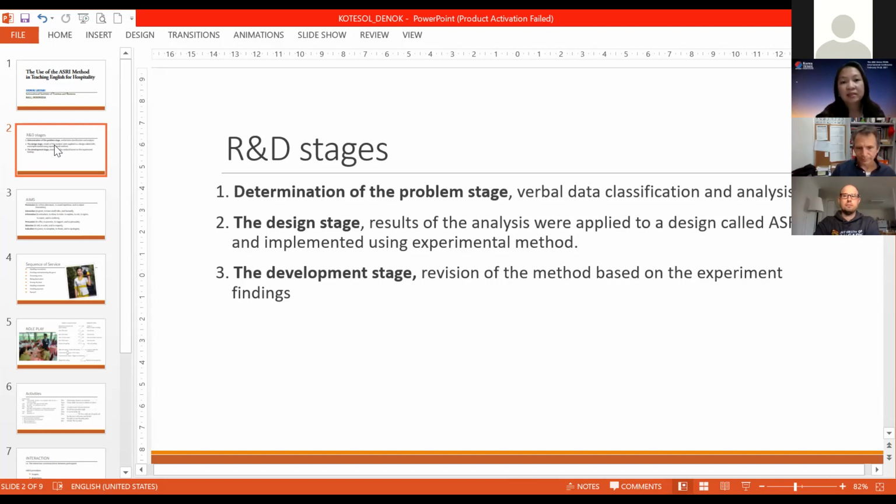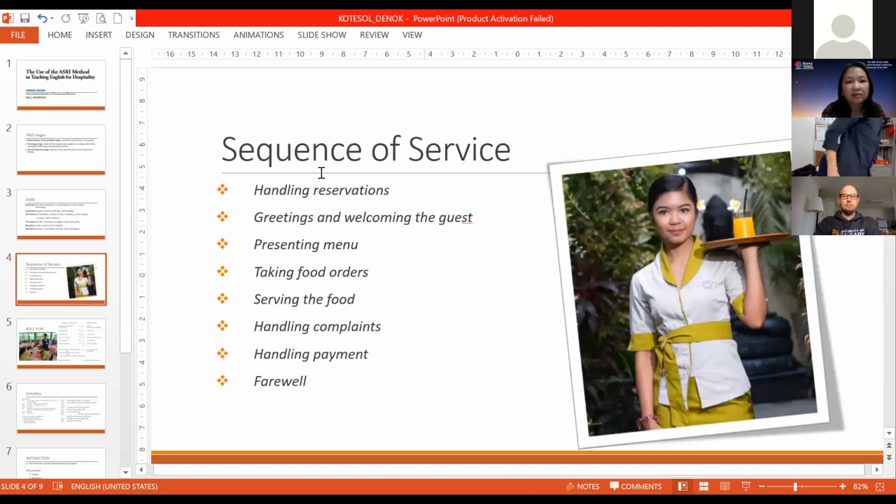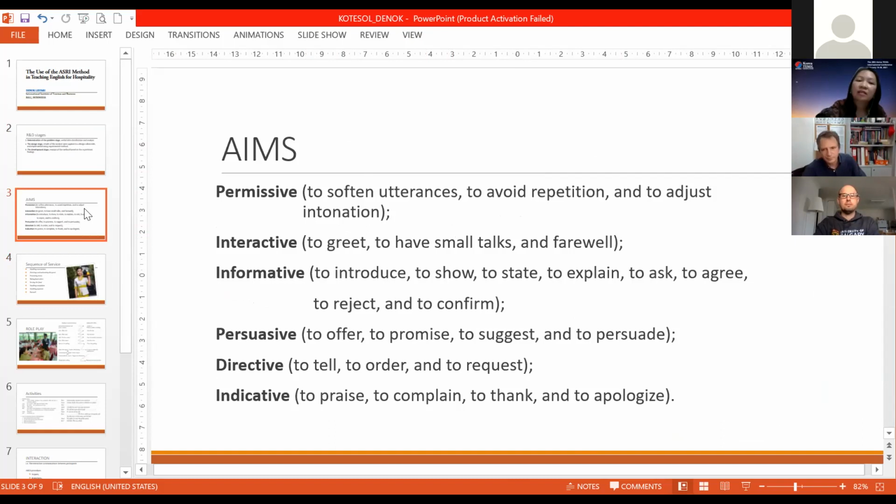The second one is the design stage, where the results of the analysis were applied, and I constructed a design called ASRI and implemented it using an experimental method. And the last one is the development stage, where the method is revised based on the experimental findings. ASRI is based on Hymes' theory called SPEAKING, and I constructed it myself.